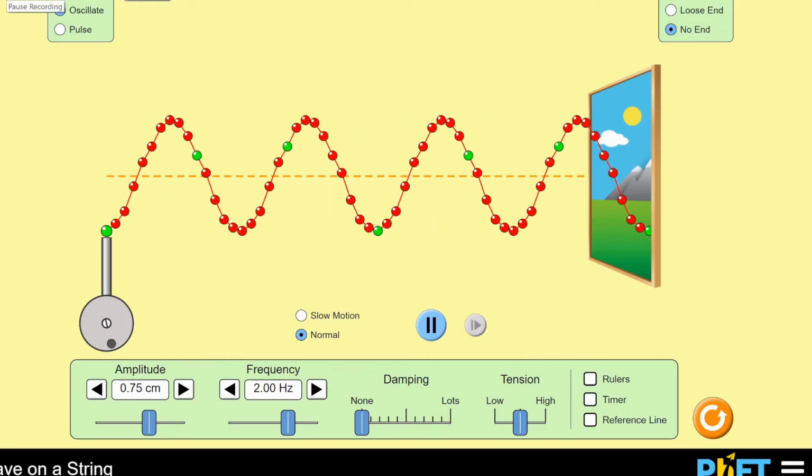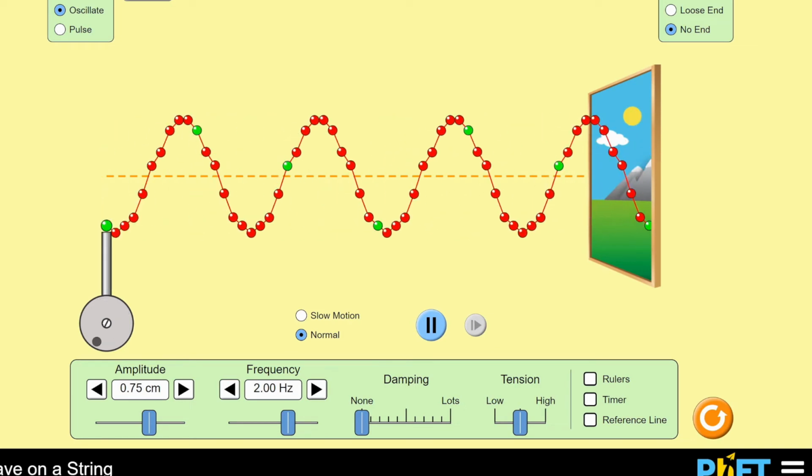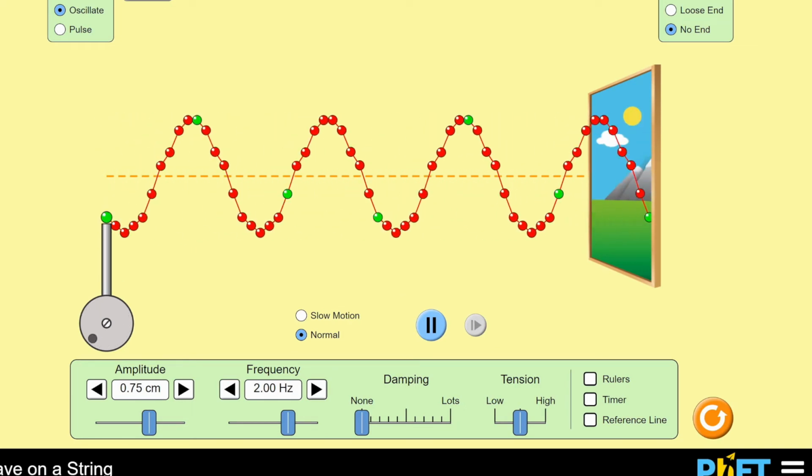This is a bit of software that you can all access online. You just type in PHET Colorado, P-H-E-T Colorado. There's lots of brilliant simulations of physics, maths and other science-related subjects in there as well.